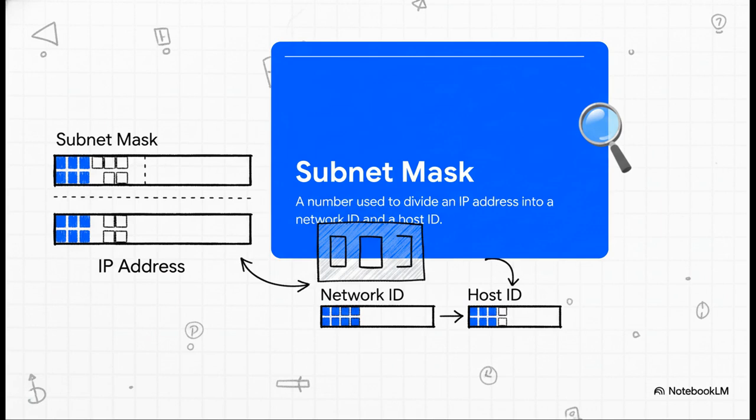The subnet mask is basically the secret decoder ring for your network. Think of it like a stencil. It's a 32-bit number, just like an IP address, and when a device lays this stencil over an IP address, it instantly shows which bits belong to the network and which bits belong to the host. It's what draws that new flexible line for us.